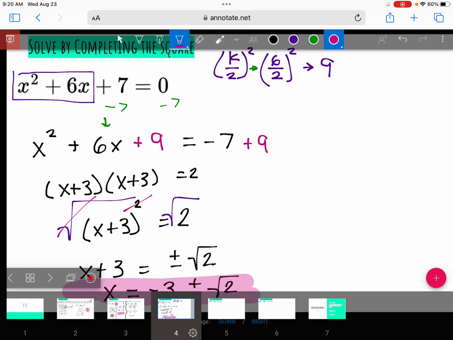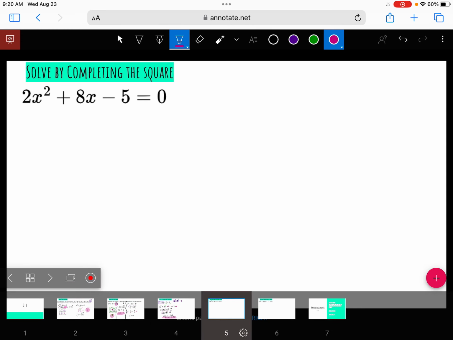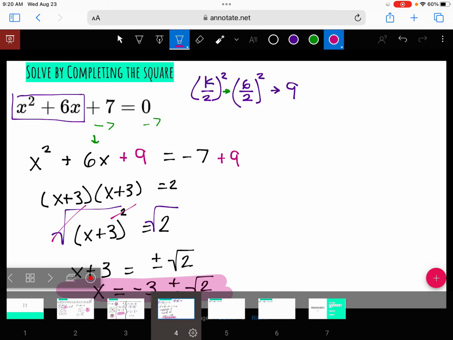We are going to practice this a couple more times. Yes, it is a way of solving, just like quadratic formula is a way of solving.